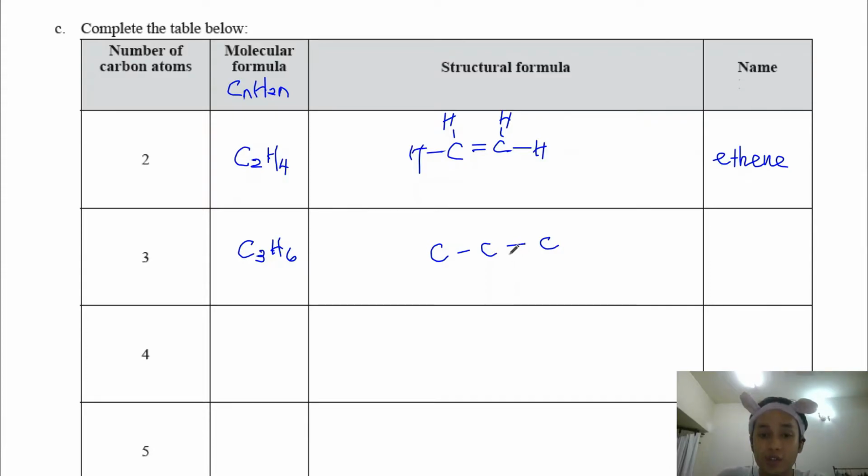Once you put the double bond, always put the double bond first before you fill in the hydrogen. If not, you're going to fill in the wrong thing. So make sure you only have 4. Okay, 1, 2, 3, 4. And then you fill in your hydrogen.